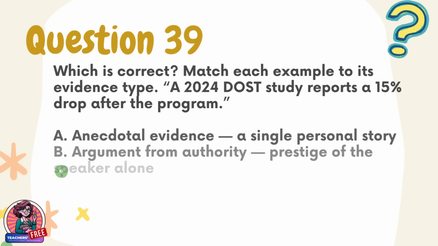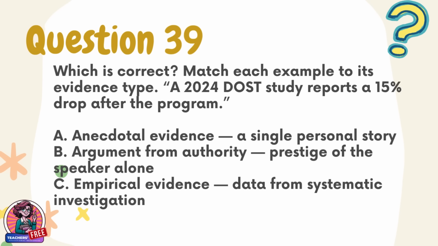Question 39. Which is correct? Match each example to its evidence type. A 2024 DOST study reports a 15% drop after the program. A. Anecdotal evidence, a single personal story. B. Argument from authority, prestige of the speaker alone. C. Empirical evidence, data from systematic investigation.